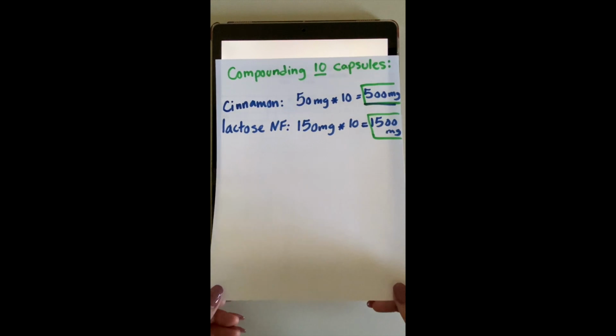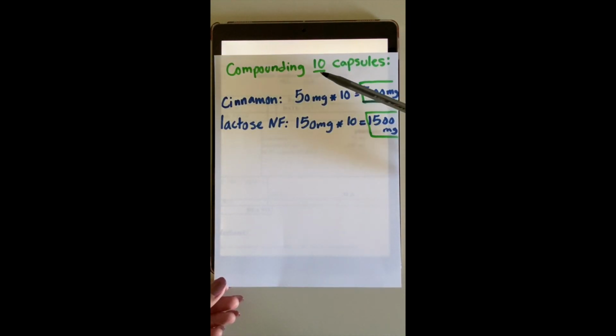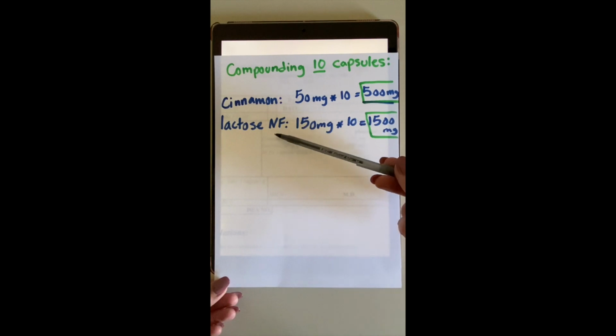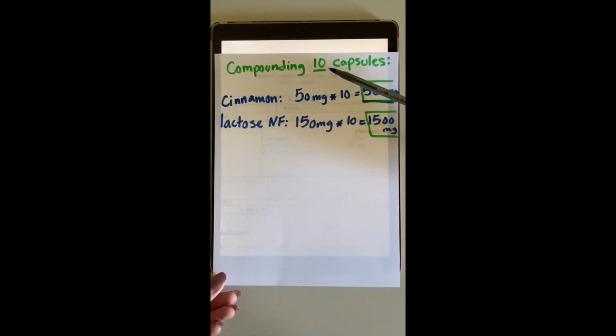Now that you have calculated the amount of lactose, and you are given the cinnamon amount, you need to calculate how much you need in total of each ingredient to make 10 capsules. 50 milligrams of cinnamon multiplied by 10, and for lactose NF, 150 milligrams multiplied by 10. So at the end, the amount that you have is enough to make 10 capsules.